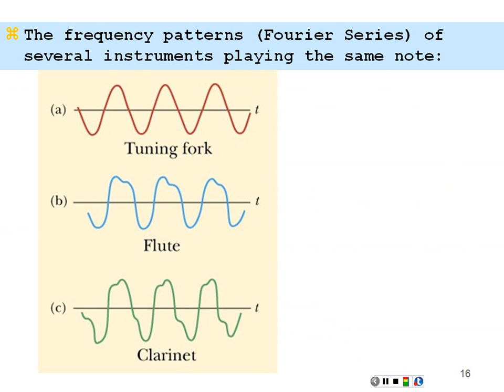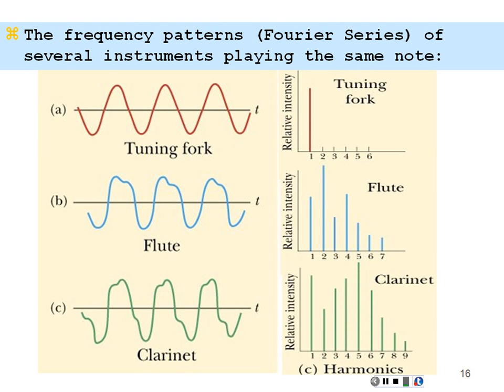Here's some examples. Let's say you had a tuning fork, which is a nice pure frequency. So you have your fundamental frequency of the tuning fork. That's all you have, just the amplitude times that fundamental. In a tuning fork, there are no harmonics. So you get a pure sound at that frequency, at that note.